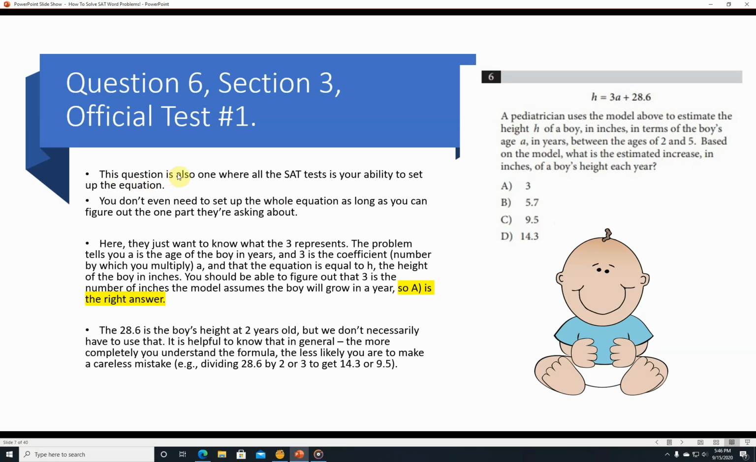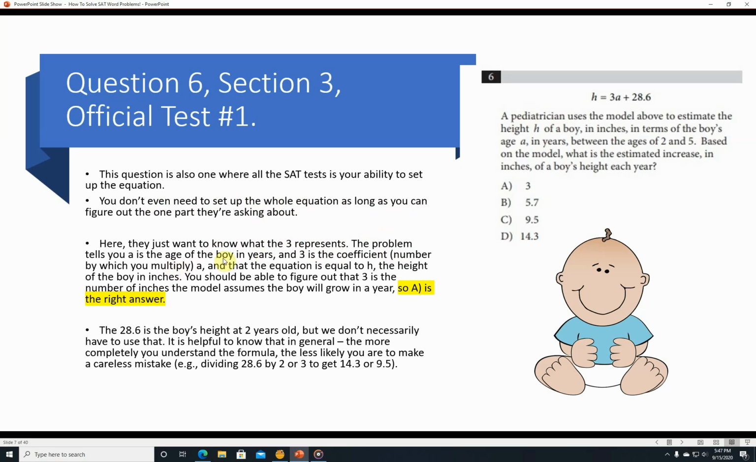So this question is again where really the SAT is just testing you on your ability to set up the equation. Again, you don't even need to set up the whole equation as long as you can figure out the one part they're asking about. So here they want to know what the 3 represents. Well, the problem tells you that A is the age of the boy in years, and 3 is the coefficient, that is the number by which you're multiplying A.